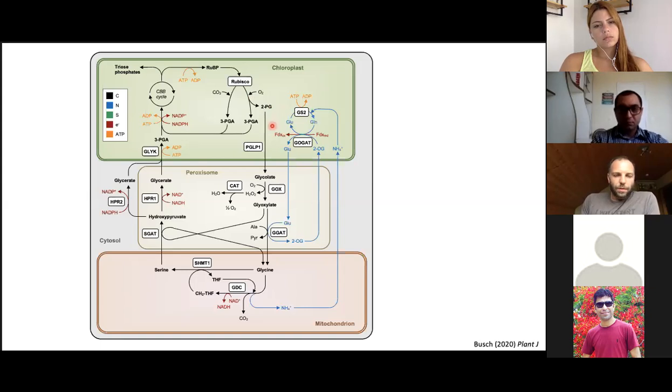So phosphoglycolate is first converted to glycolate, glyoxylate, and to glycine, involving both the peroxisome and the mitochondria as compartments in the plant. And then converted to serine and back towards glycerate and phosphoglycerate. And so this phosphoglycerate enters the Calvin-Benson cycle again.